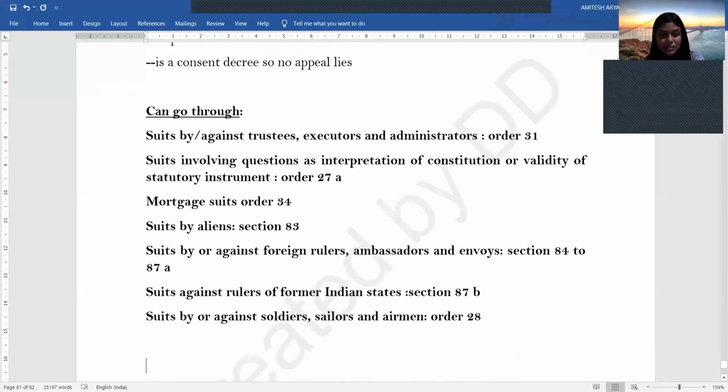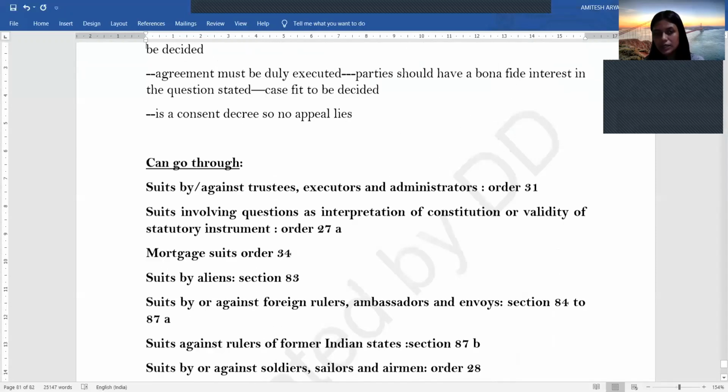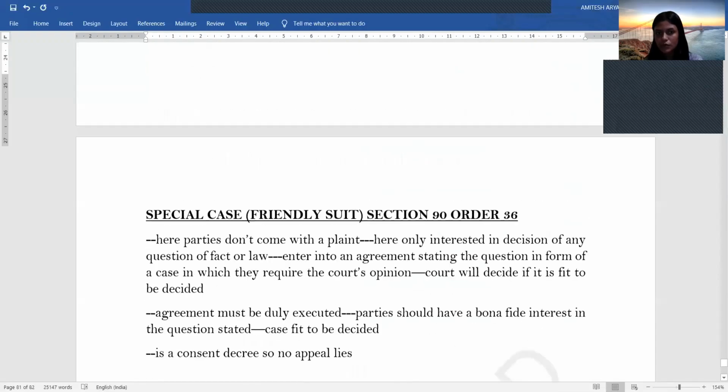And then there are others that you can see against trustees, executors, administrators, or interpretation of constitution, mortgage suits by aliens, etc. These are some other orders which are also special suits, which if you want, you can go through. I do not think that they were that important, so I have not dealt with them here in detail. You can go through them if you want.